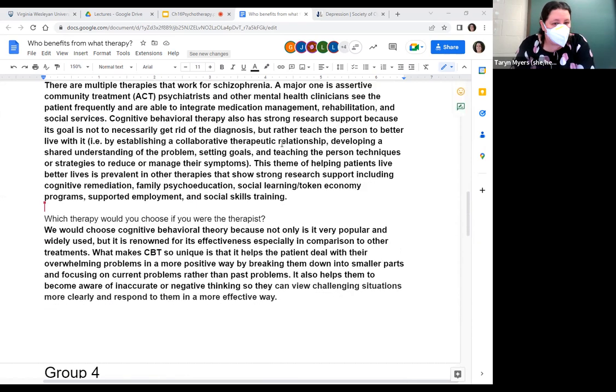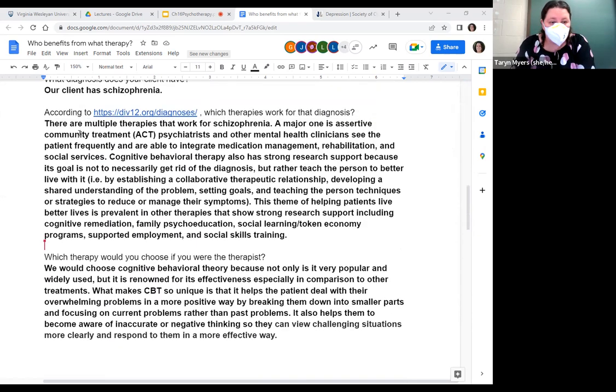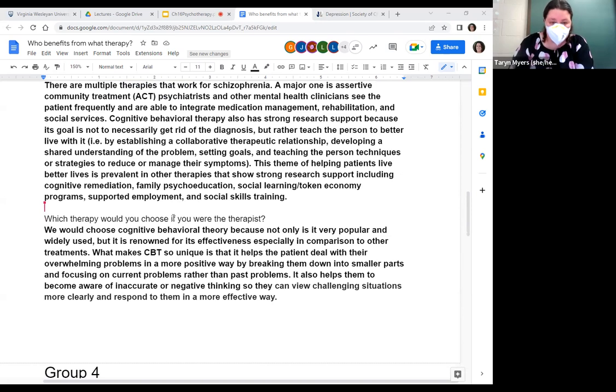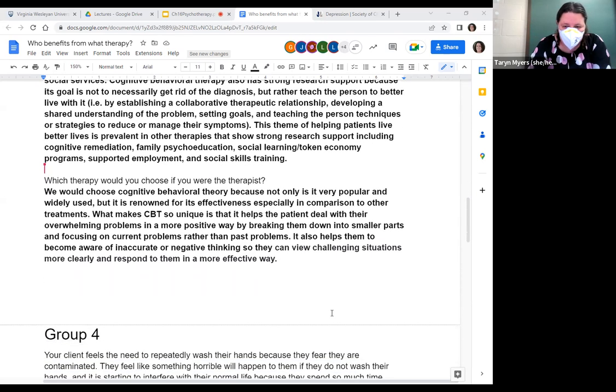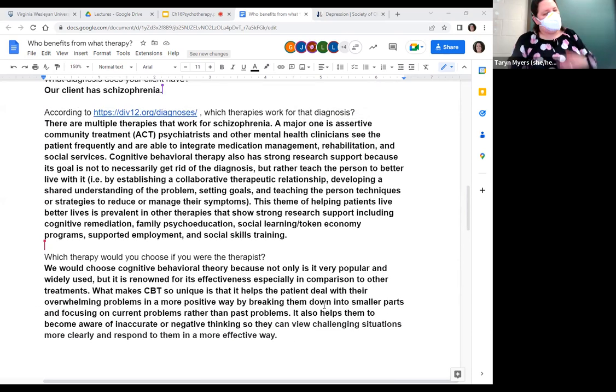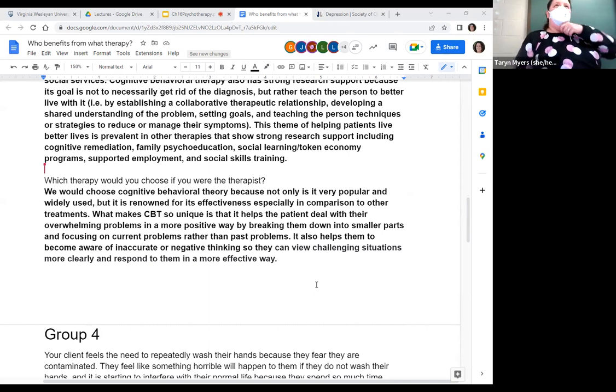And there are, again, similar to depression, a lot of different things. So assertive community treatment, cognitive behavioral therapy, yeah, lots of support for that. And they chose CBT as well. It's very popular, but it has good effectiveness, yeah. And it helps them deal with their problems in a positive way by breaking it into smaller parts. It also helps them to become more aware of inaccurate or negative thinking. Yeah, exactly. So it's really kind of cool. CBT for schizophrenia is kind of similar to CBT for depression. You just sort of treat it as if they had any other problem, which in some ways is like normalizing too.